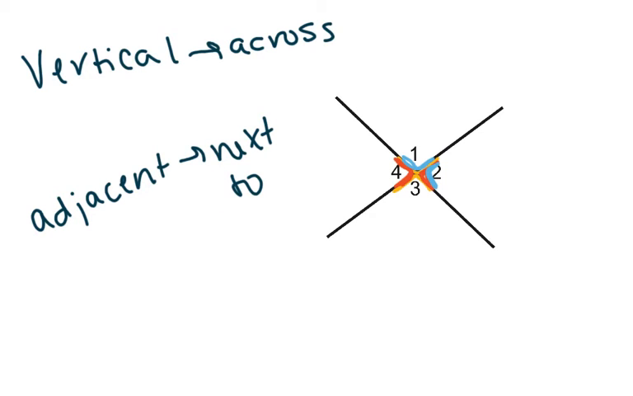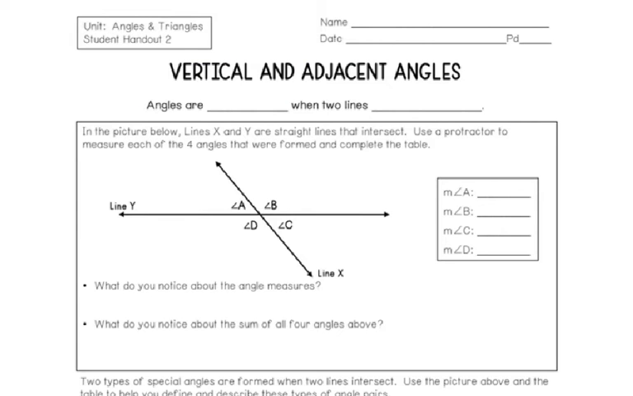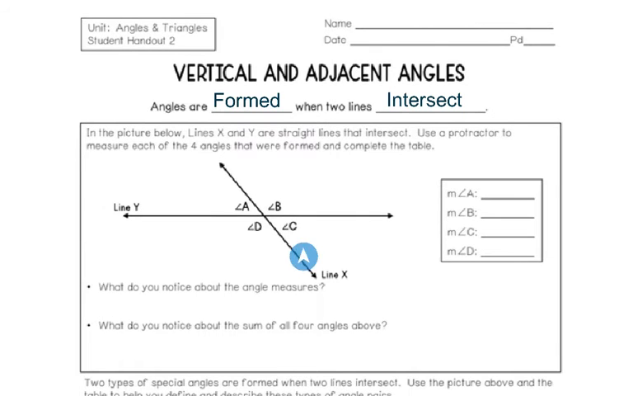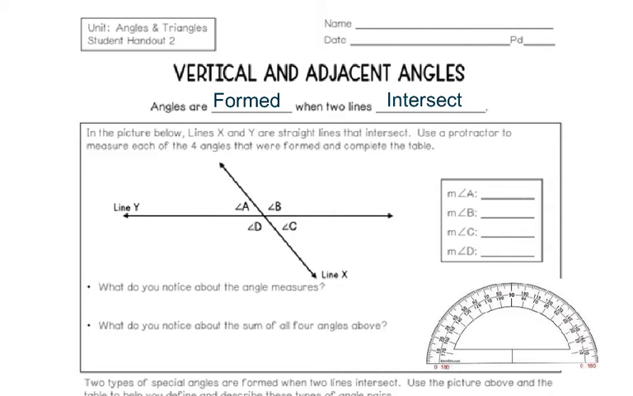Let's go ahead and look at our notes. Angles are formed when two lines intersect or cross. In our picture, we have lines X and Y that are straight lines that intersect. This is line X, this is line Y. It says to use a protractor to measure each of the four angles that were formed and complete the table. I'm going to do this, but you're not going to be able to see the protractor that I use to actually measure, so I'm going to explain.